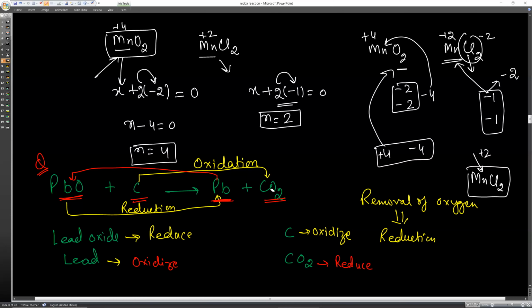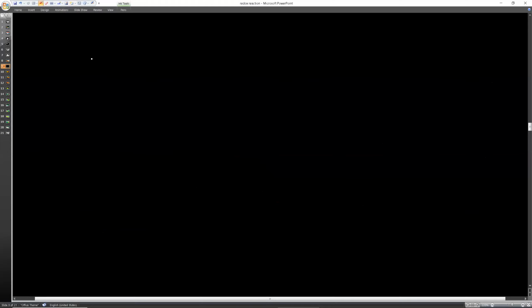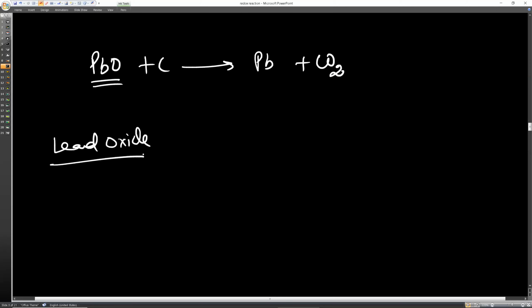Now note down this reaction. Pb plus CO2 gives you PbO plus CO2. Note this reaction. If I'm saying that here it is PbO plus C gives you Pb plus CO2, this is lead oxide. So is lead oxide oxidized or reduced? Reduced.